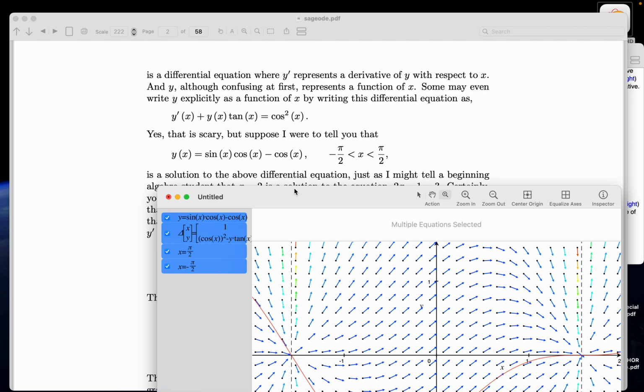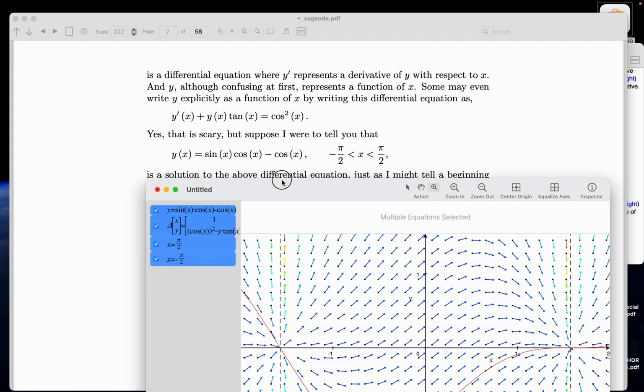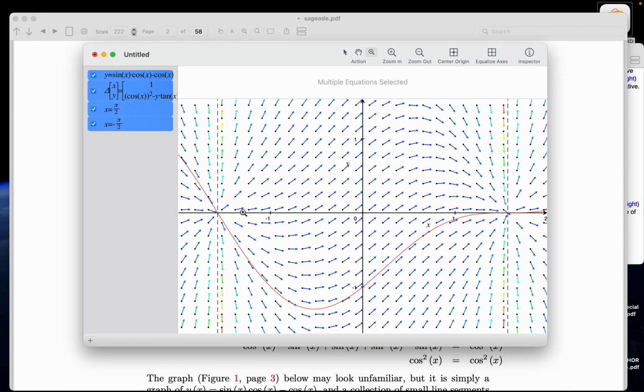That's why we restrict it between those two numbers. And you could restrict it to other numbers, but that's why we restricted it between minus pi over 2 and pi over 2. And again, looking at this, I want to point out, just looking at the red curve, right, which we said was a solution, it's going through the direction field. If you look at this thing, it's actually following those arrows.